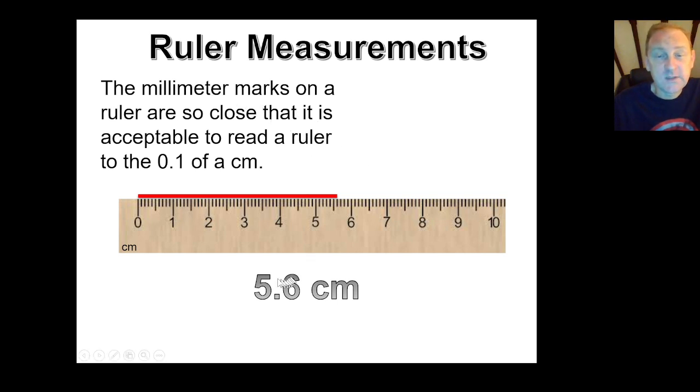If you're using a ruler, the millimeter marks are so small you can't really estimate between two of them. So it is appropriate to estimate when you're using a ruler that has millimeter marks. These are centimeters right here, and the little ones here are millimeters. It is appropriate to measure it to the 1/10 of a centimeter, which is a millimeter. So in this one, you can see that it's 5. It's not quite to 6, and it's above the halfway point, so that would be 5.5. It's right here at 5.6. So 5.6 centimeters would be the way you would read this ruler.